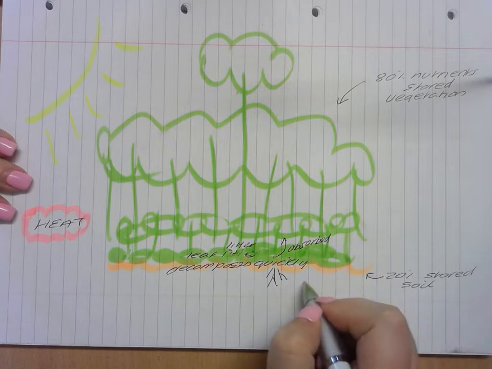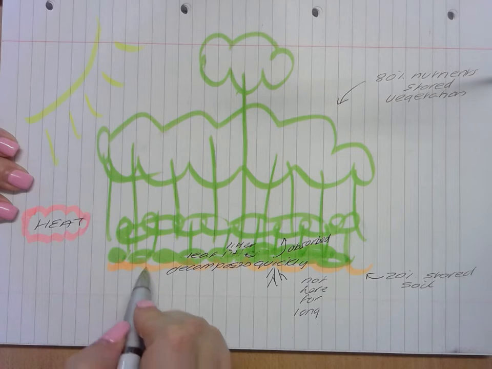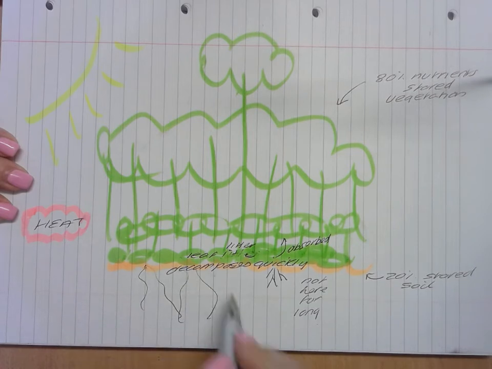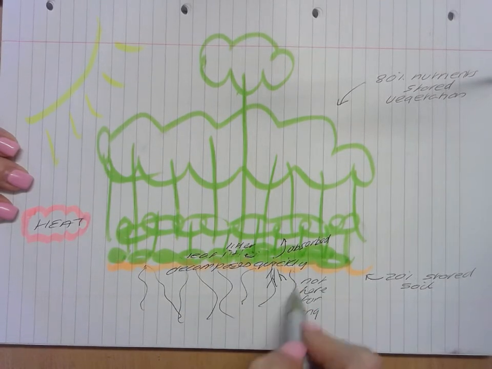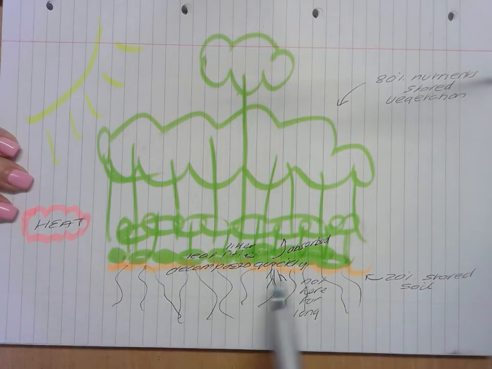So they're not here for long in the soil, because there is so much competition, so many plants' roots fighting to take them up from the soil, that by the time the leaf litter has decomposed into the soil, the nutrients are very quickly taken up by the plant roots. Okay, so that really is the nutrient cycle.